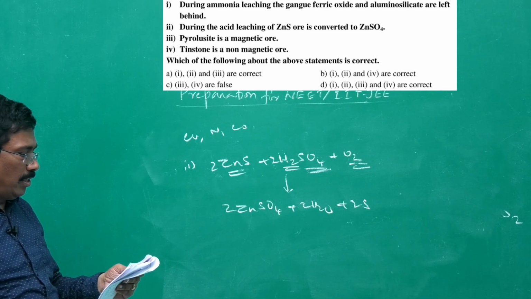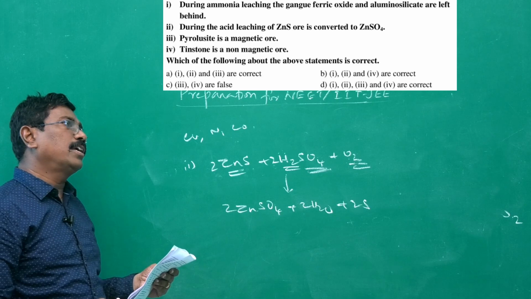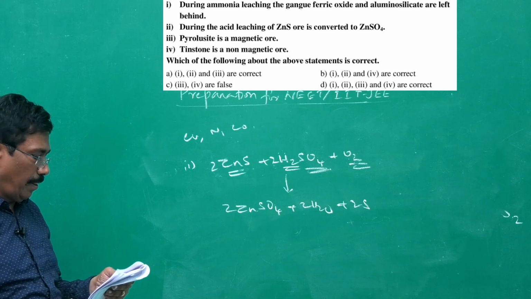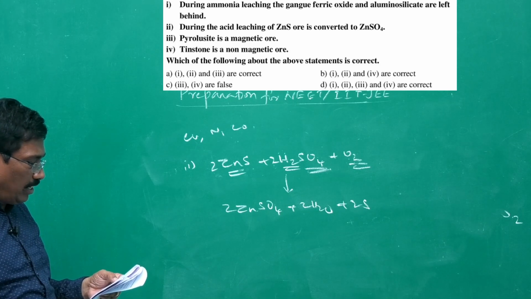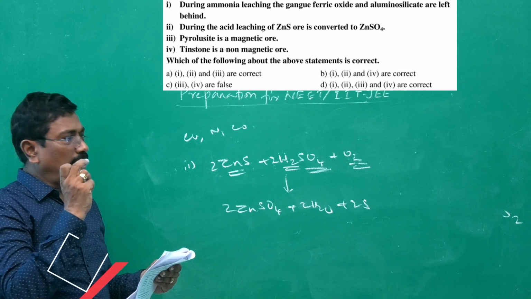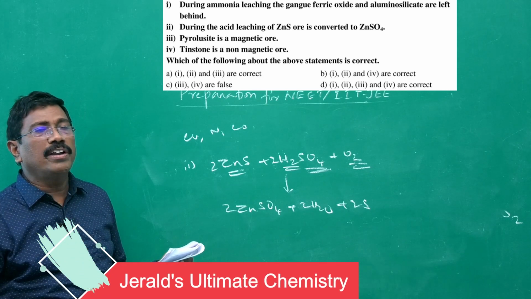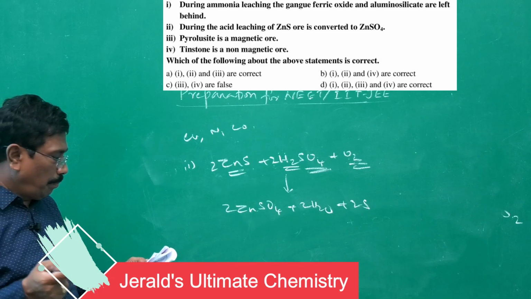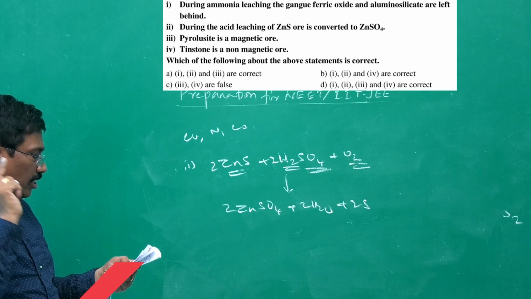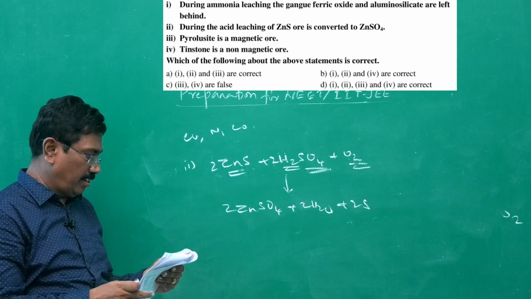It is true. Pyrolusite is a magnetic ore. Yes, pyrolusite is a magnetic ore. Along with that, siliceous material may be present, that is non-magnetic. Then tin stone is a non-magnetic ore. Yes, in electromagnetic separation, tin stone is non-magnetic, the wolframite impurity is magnetic. Pyrolusite is magnetic and siliceous material is non-magnetic. Yes, it is true. So, which of the following about the above statements is correct? All the statements are correct, therefore option D is correct.